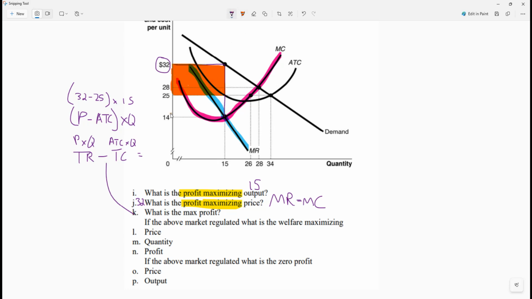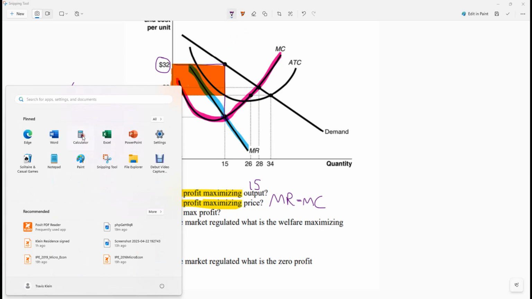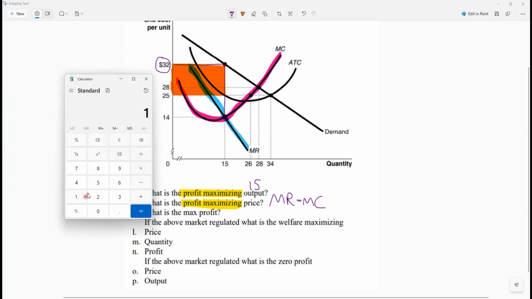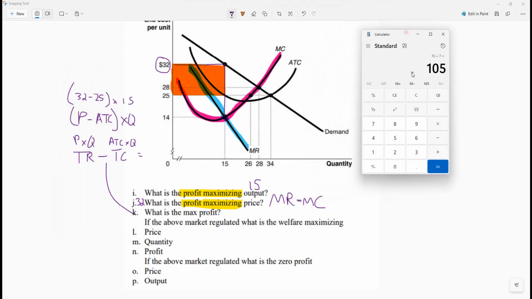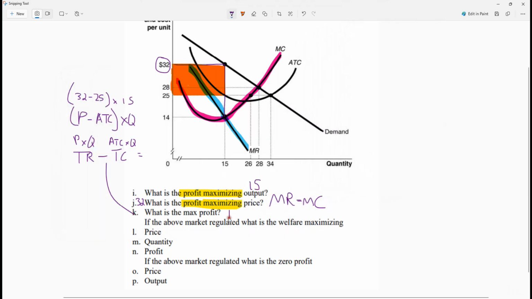So 7 times 15, I think that's 75, but let me make sure. 15 times 7 is, well, good thing I did because it's 105. So 105 would be the profit. Okay, $7 each, and we're going to sell 15 units.